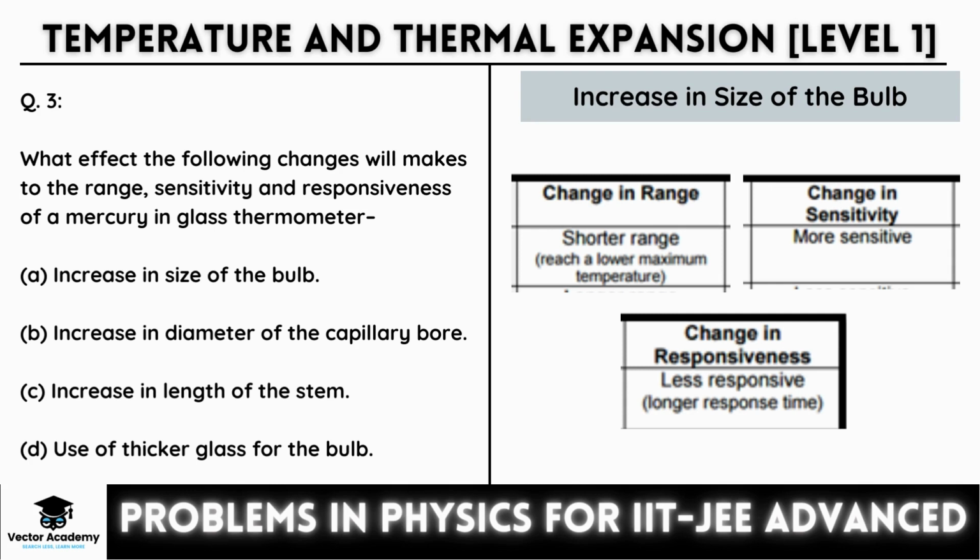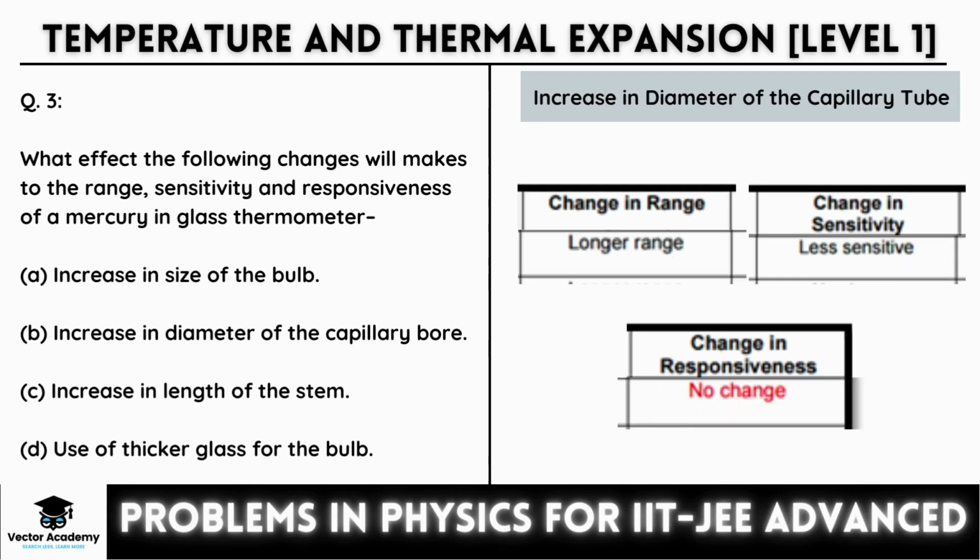Responsiveness or precision decreases due to short range. When diameter of the capillary tube is increased, its volume increases, resulting in range increases as more mercury can flow to greater heights. Sensitivity decreases as less length is covered per unit increase in temperature. There is no change in responsiveness.